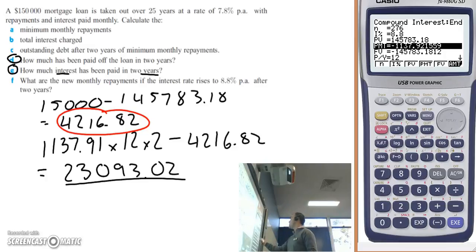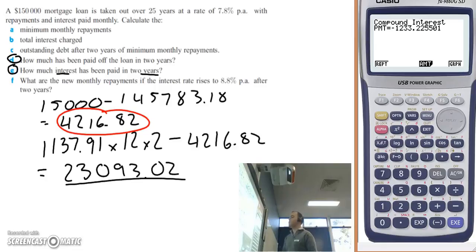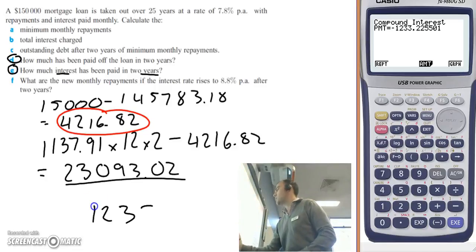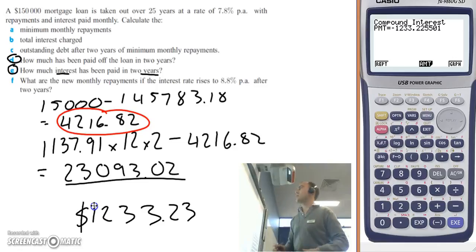Our payments, that's what we're going to find, so I'm going to set that to 0, and the future value, we're still paying that off. So if I solve for PMT, my new value for part F is going to be $1,233.23. So that's what happens if the interest rate goes up. Remember, it was after 2 years, so I had to make that small adjustment in the time. Good luck.